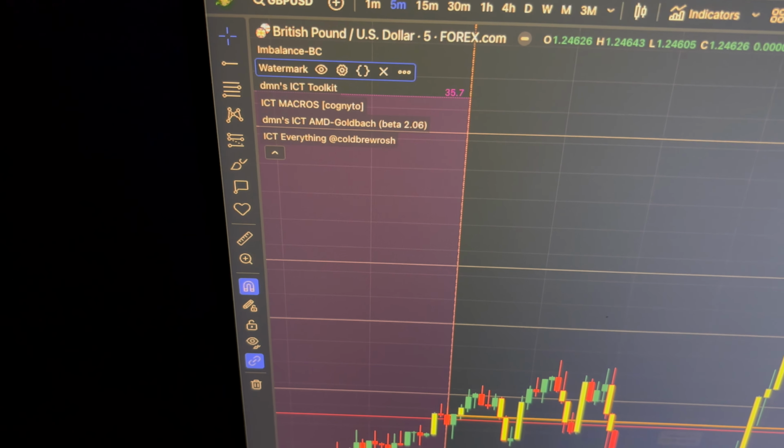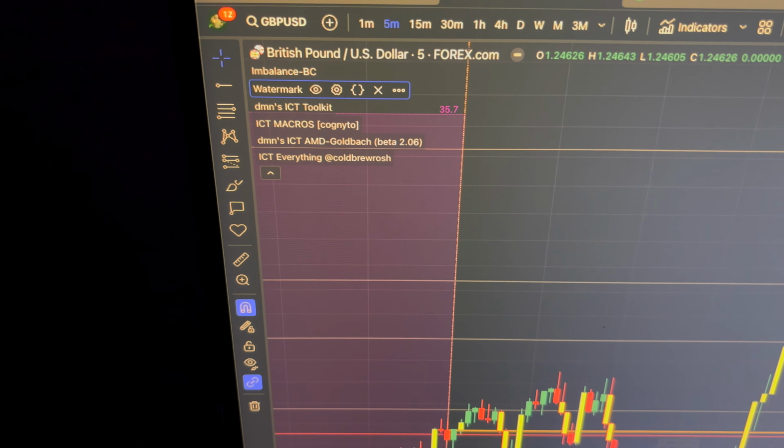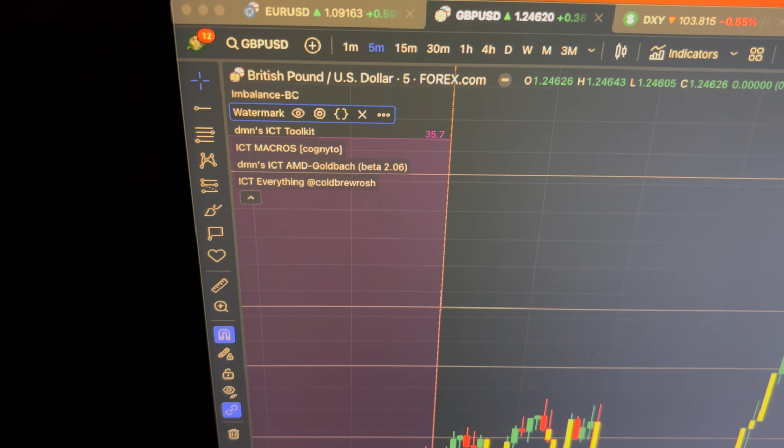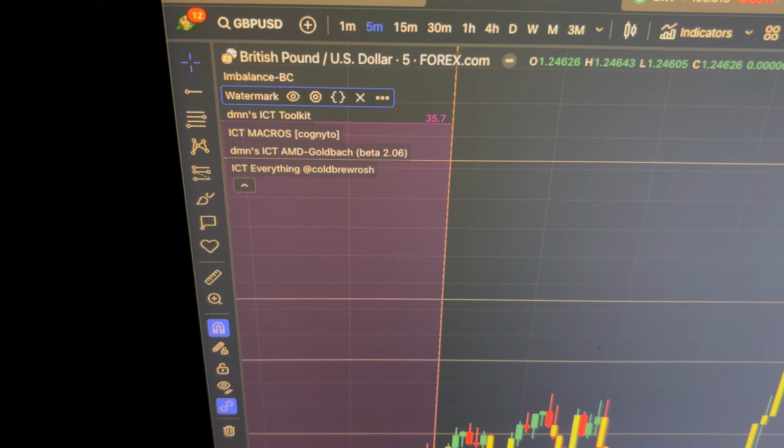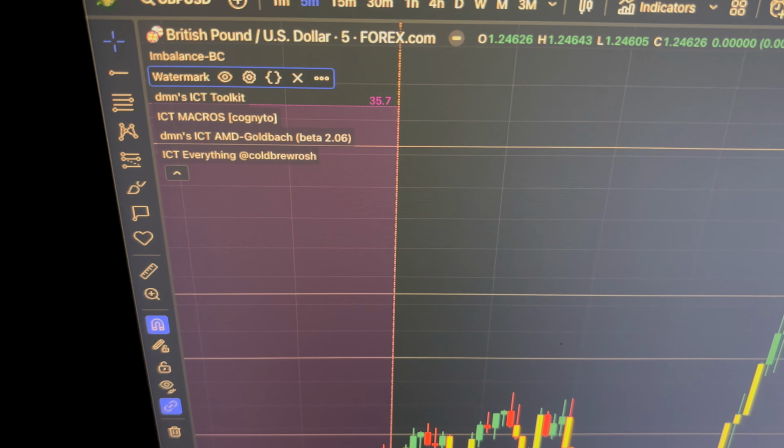So primarily it's DMN's ICT AMD Goldbach indicator. I like DMN's ICT Toolkit, the ICT Macros indicator, and the ICT Everything indicator.